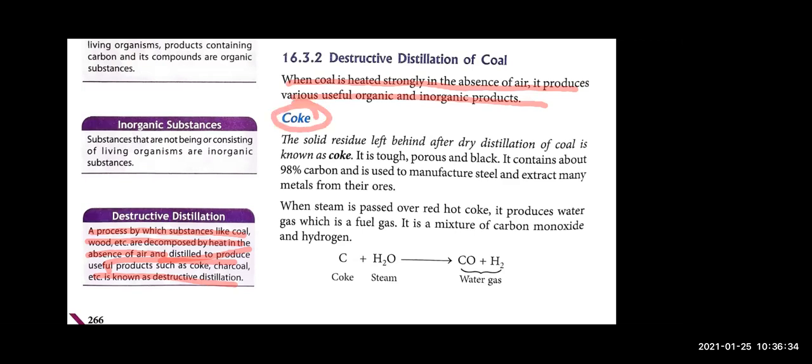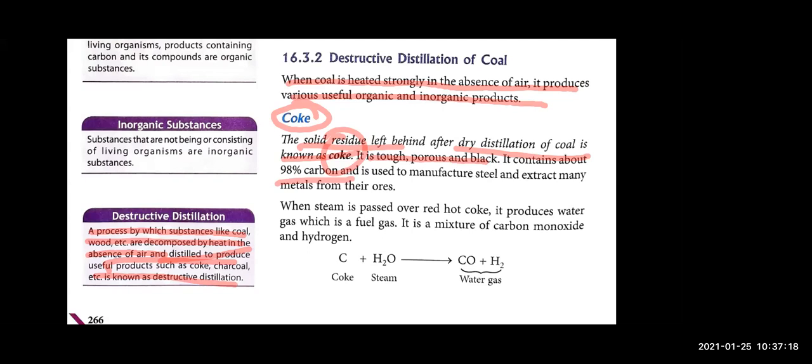Coke here is not what you drink, the soft drink. Your coke is different. Children, coke is the solid residue. Residue means जो बचा हुआ है. So the solid which is left behind after the dry distillation of coal, whatever remains of this destructive distillation of coal, is known as coke. Coke is tough, porous and black. So it is very solid. It is porous, means it has holes in it, and it is black in color. And it contains about 98% of carbon, right?